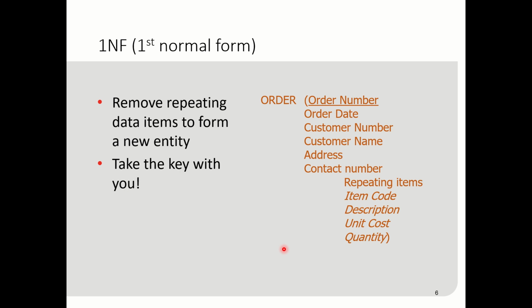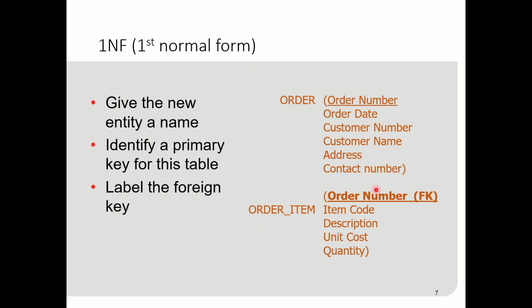You have to take this order number. So we will apply that. So that means that you are putting this item code, description, unit cost, and quantity as a new entity, okay, and you're giving some name, okay, order item or something like that. So this is a name which is actually given to your new entity. And now what you have to do, you need to take the order number along with you.